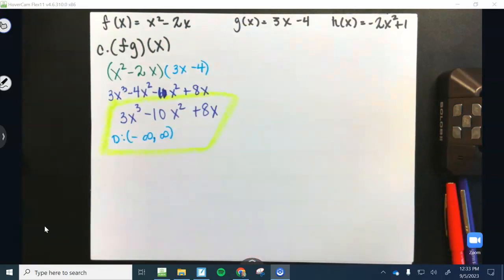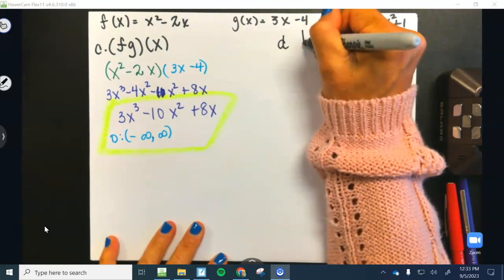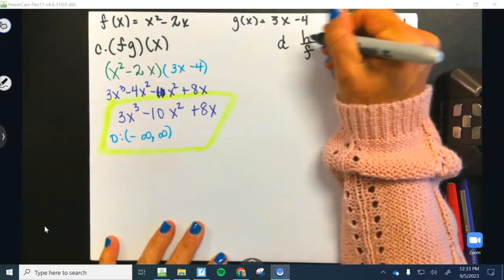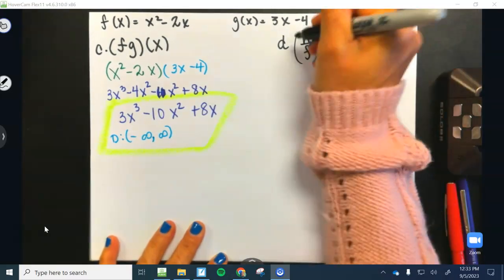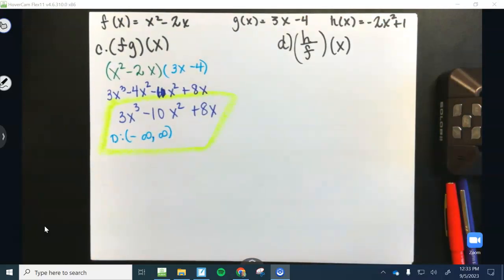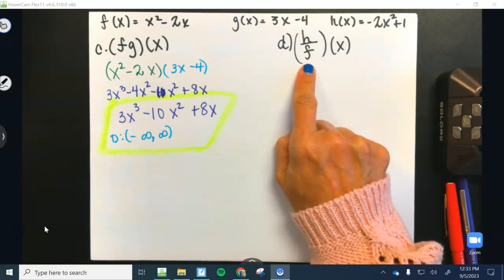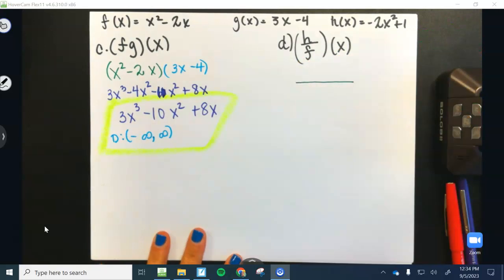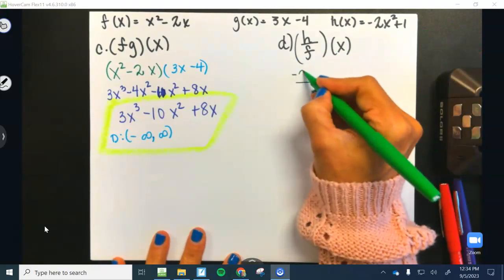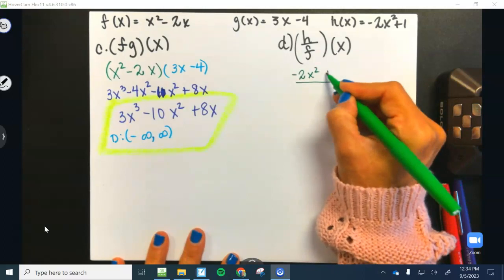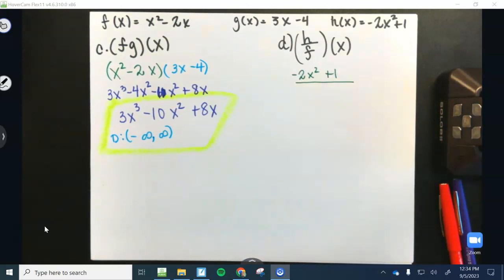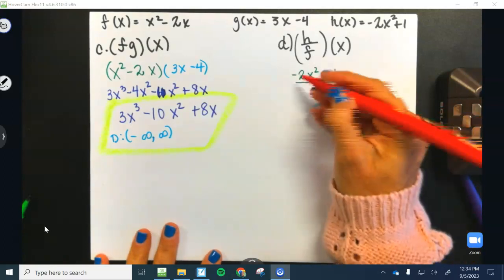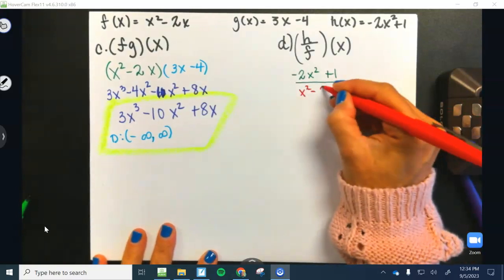Okay, so I did not write letter D. What does letter D say? H over which one? All right, here we go, guys. H over F, and we're going to leave this in terms of x. Okay, so just remember the denominator cannot equal 0. Let's see what this ends up looking like. So I'm going to draw a fraction bar. We're going to put h on the top, which is negative 2x squared plus 1. Okay, and then f is over there at the beginning of my paper, so this is going to be x squared minus 2x.